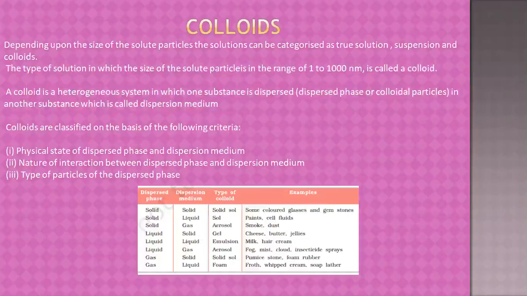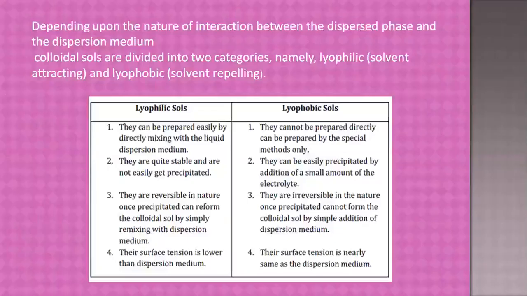Liquid in solid is gel. That is cheese, butter, and jellies. Liquid in liquid forms an emulsion. Examples are milk and hair cream. Liquid in gas is aerosol, like fog, mist, and cloud. Gas in solid is a solid sol, like pumice stone, foam rubber. Gas in liquid is a foam, like froth, whipped cream, and soap lather.